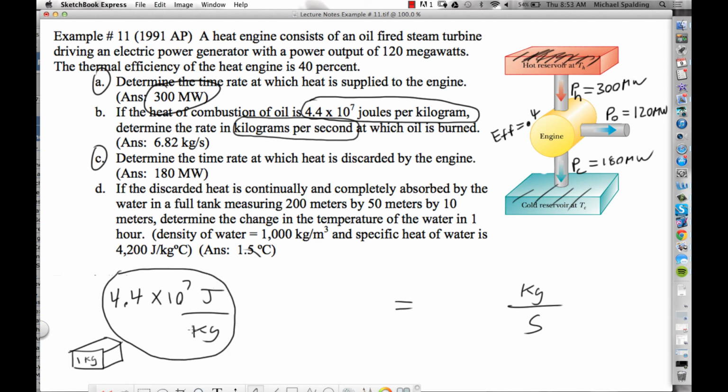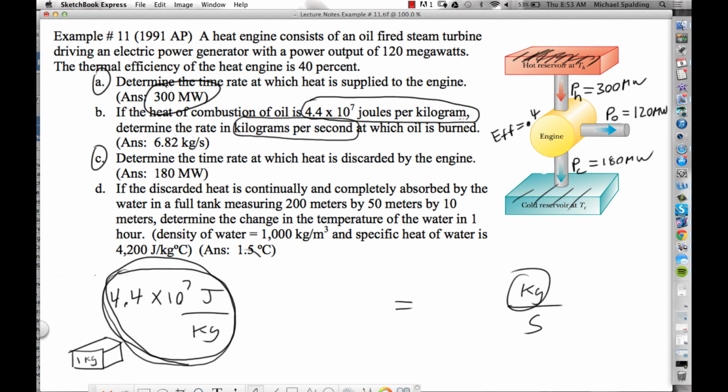Where does kilogram need to end up? Does kilogram need to end up in the numerator or denominator? It needs to end up in the numerator, right? Because we want kilograms per second. So what do we have to do to this value here? Flip it. We're going to have to flip it.